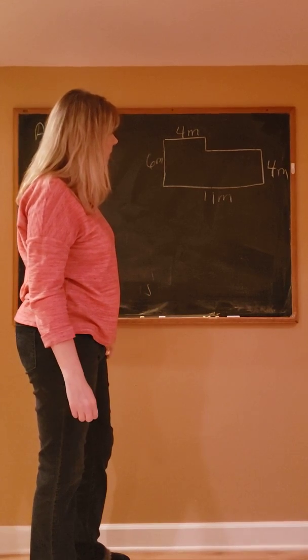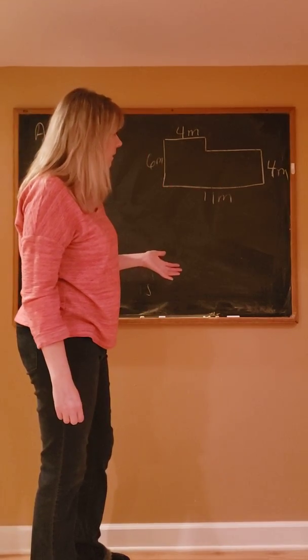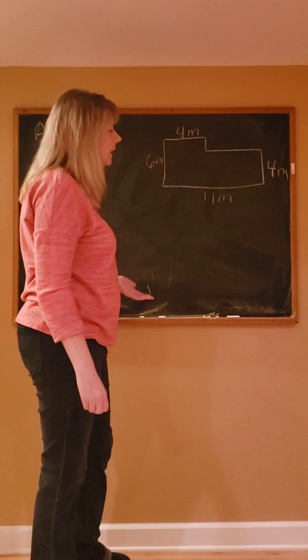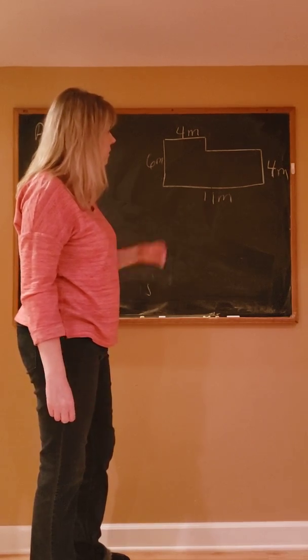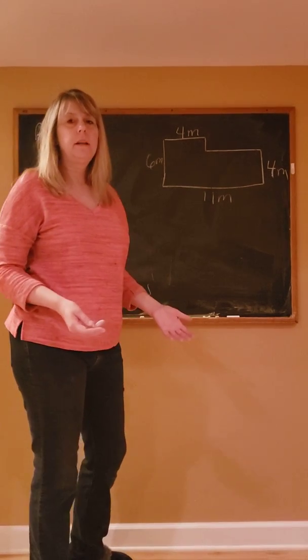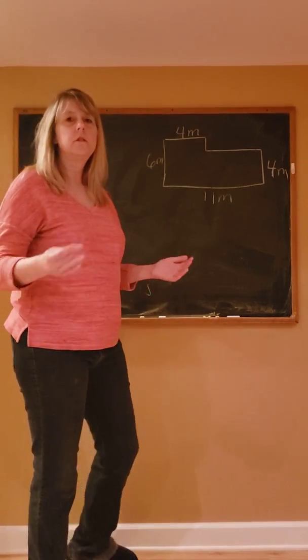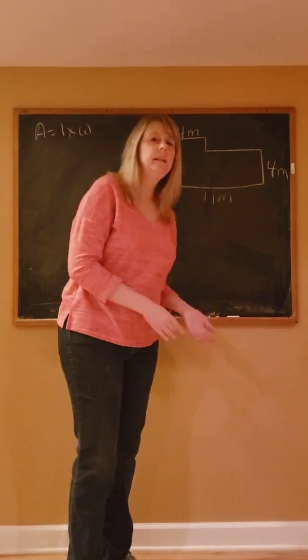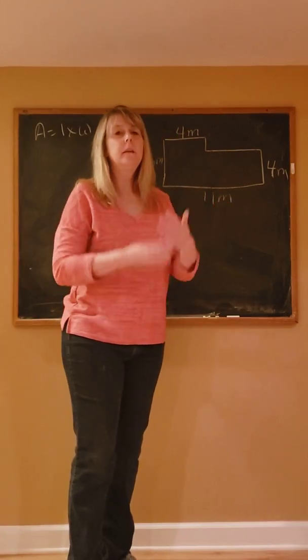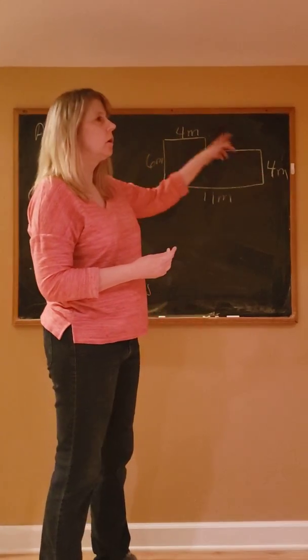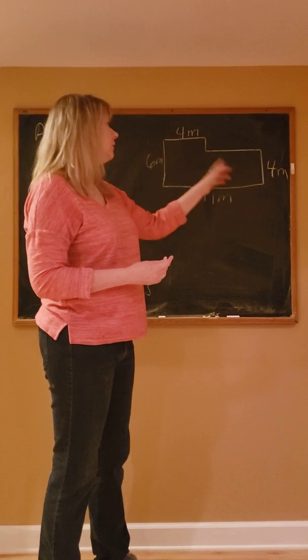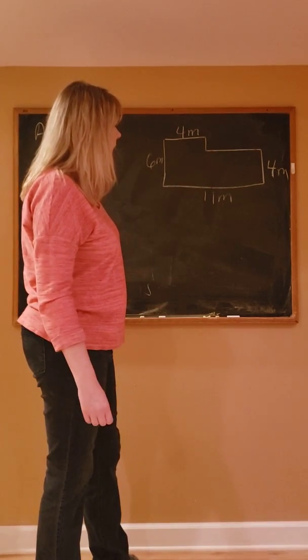So another shape, we have most of the sides labeled in meters. How are we going to find the total area? Well, we're going to break it up into two separate shapes, find the area of each shape, and add them together to get the total area of this irregular figure, okay?